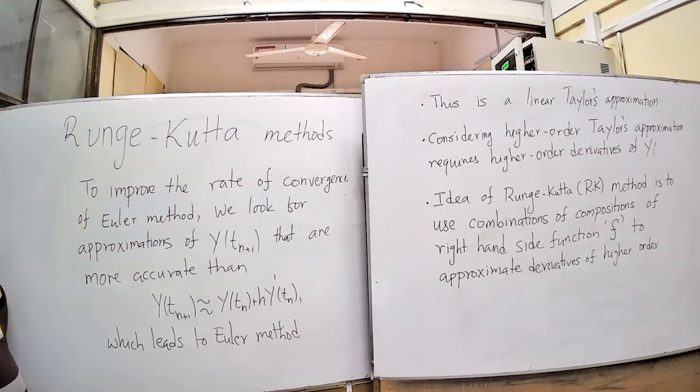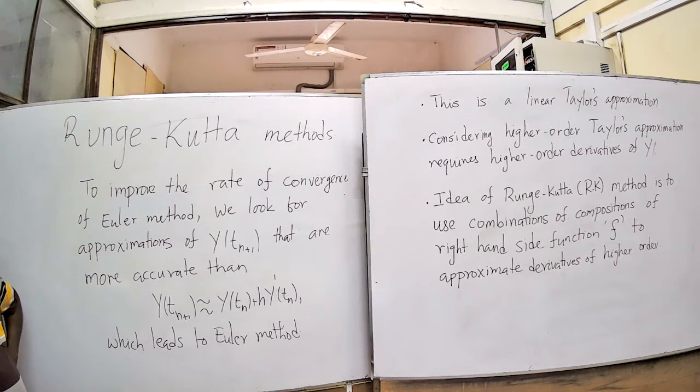Okay, so this is the problem now, right? We want to improve the rate of convergence of the Euler method. So basically you want to look for better approximations than this linear approximation of Taylor's expansion, right? But going for higher order approximation leads to higher order derivatives, right? So how we can fix that issue, that idea leads to the Runge-Kutta method.